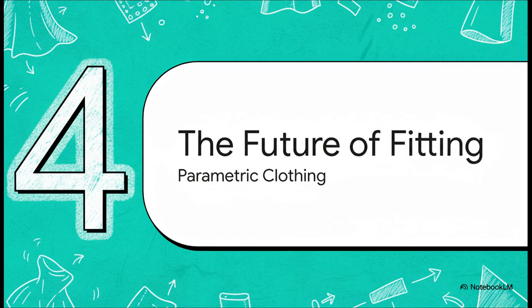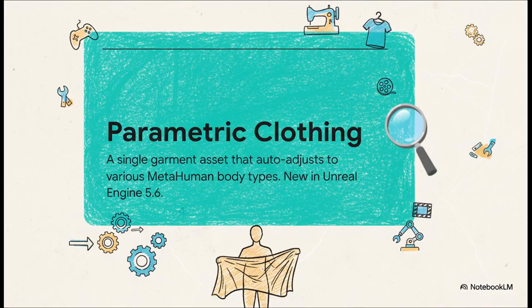Okay, but automation is really just the beginning. There's a brand new feature in Unreal Engine 5.6 that is a total game changer for how we think about character clothing. We're talking about a move towards a true one-size-fits-all future. This new system is called Parametric clothing, and the idea behind it is, honestly, revolutionary. Imagine this. Instead of making a small, medium, and large version of a shirt, you just make one smart shirt. And that one single asset knows how to automatically resize, re-rig, and just fit perfectly on any MetaHuman body type you throw it on.